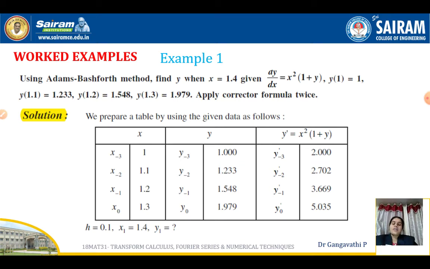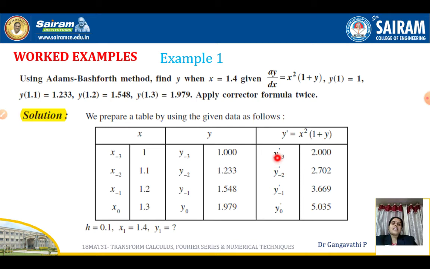So as usual, make a table which fulfills all our requirements. Set of values of x which are given by this, set of values of y which have been given by this, and observe this is the representation I am using. Okay, and y dash is nothing but the first order derivative, which is x square into 1 plus y. We need to evaluate them.